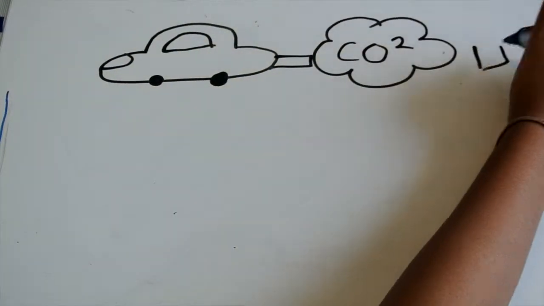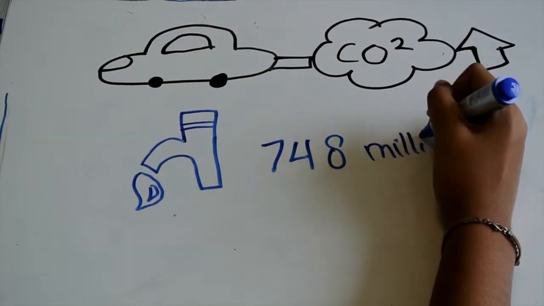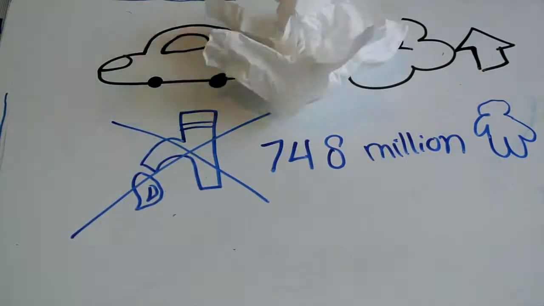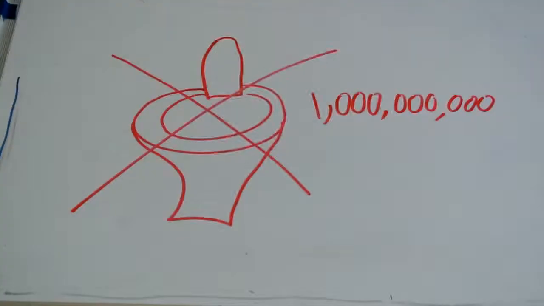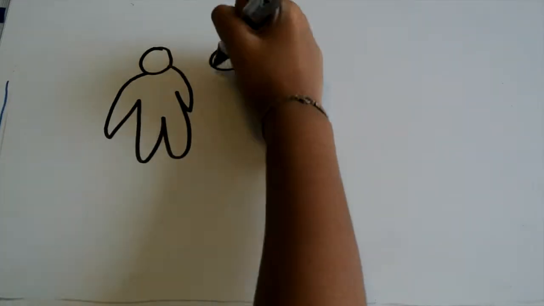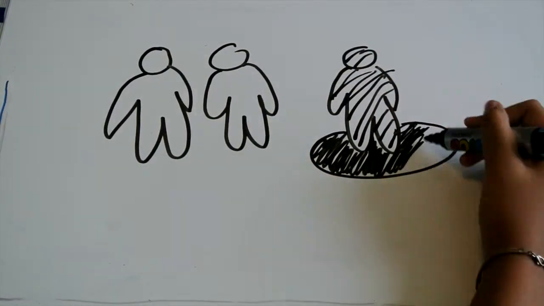There are some facts for MDG 7. The global emissions of CO2 have increased 50% since 1990. About 748 million people still have hard access to clean water. 1 billion people still have hard access to clean sanitation. And lastly, 1/3 of urban people in developing regions still live in slums.